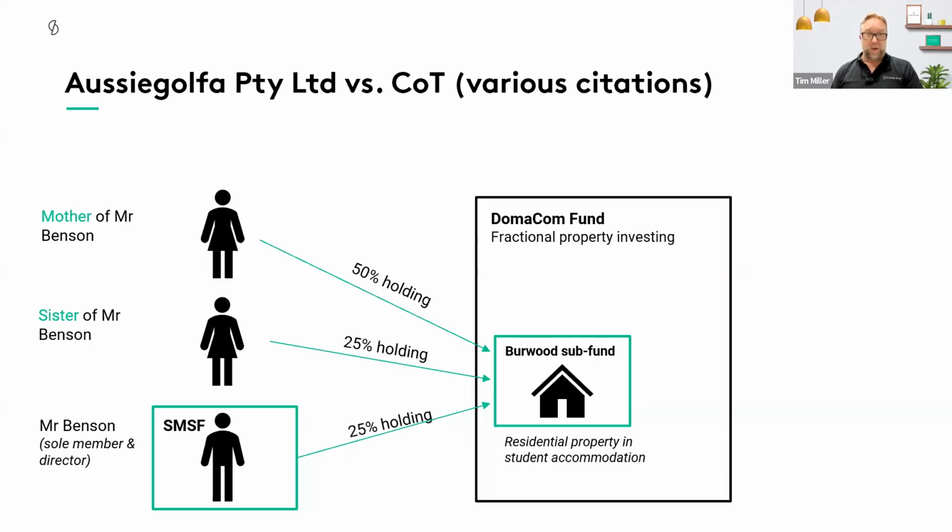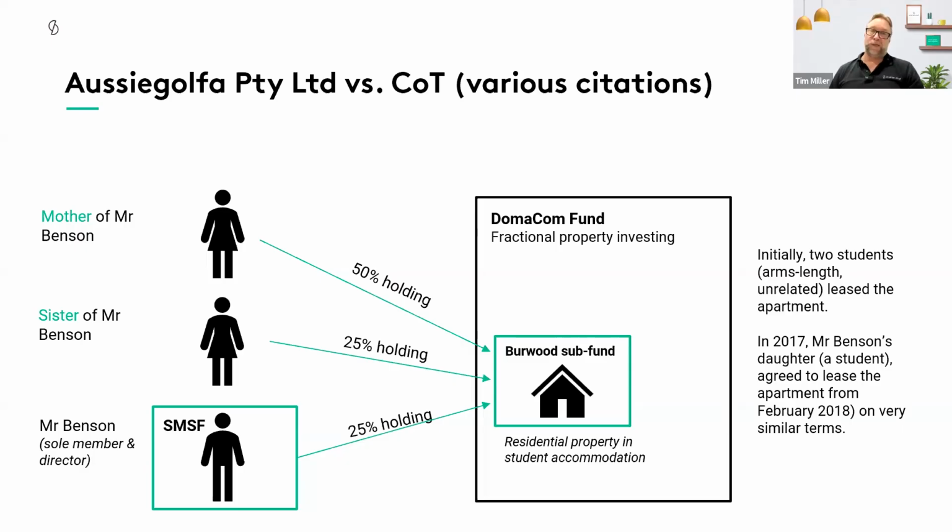the super fund, the SMSF down the bottom there, investing in this Domicom product, right, the fractional property investing, and between the family members, 100% of the investments in this Burwood sub-fund were related investments. But they were taking the approach that the Burwood sub-fund was just part of a broader Domicom fund, and therefore overall the investment by the fund was not an investment in a related party. Right, so the ATO looked at that in the first instance, and the issue was it was student accommodation and it was leased to the daughter of the SMSF trustee.